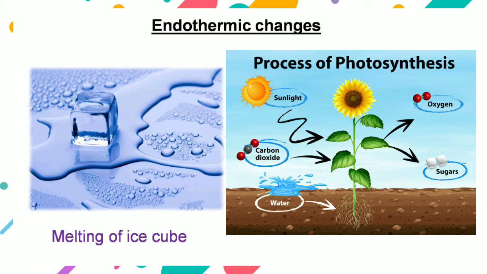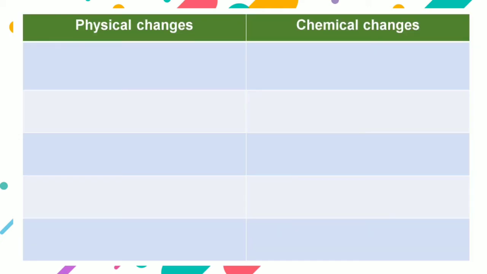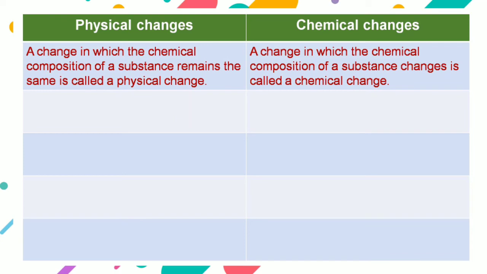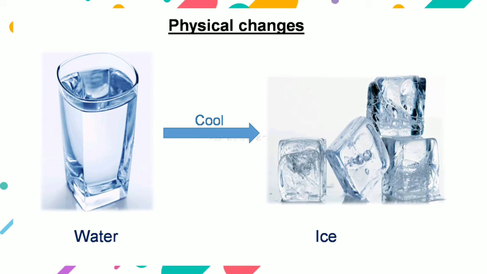Next, we are going to study about physical and chemical changes. A change in which the chemical composition of a substance remains the same is called a physical change, while a change in which the chemical composition of a substance changes is called the chemical change. Since the chemical composition remains same in physical change, it means no new substance is formed. For example, water freezes to form ice, but in both water and ice, only water molecules are present.